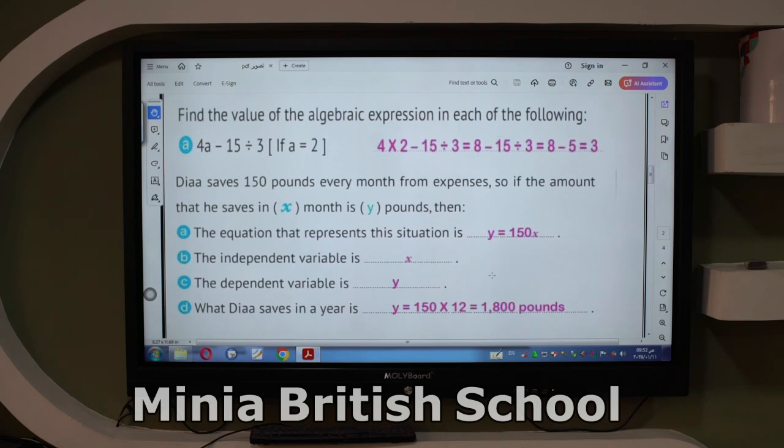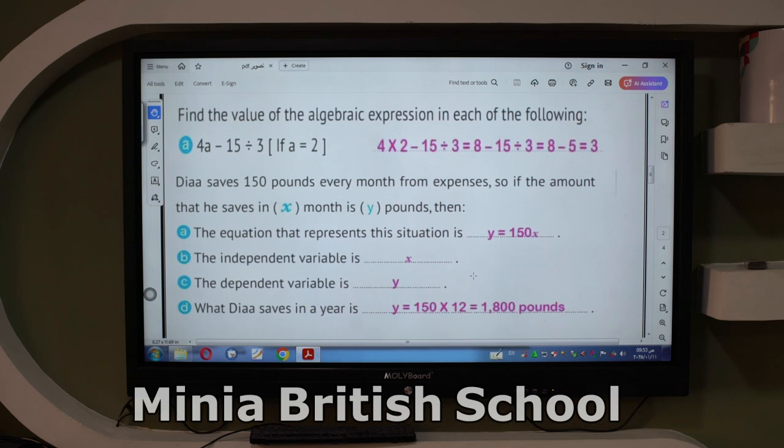Here I have 4a. 4a, it means 4 times a. Then I will take letter a and put its value. Its value equal 2. Then it will be 4 times 2 equals 8. Minus 15 divided 3. Remember, order of operation. Step number 1, substitution. Step number 2, brackets. I don't have any brackets.